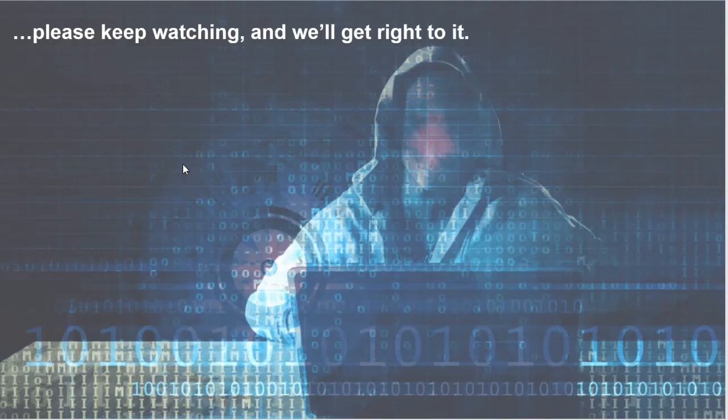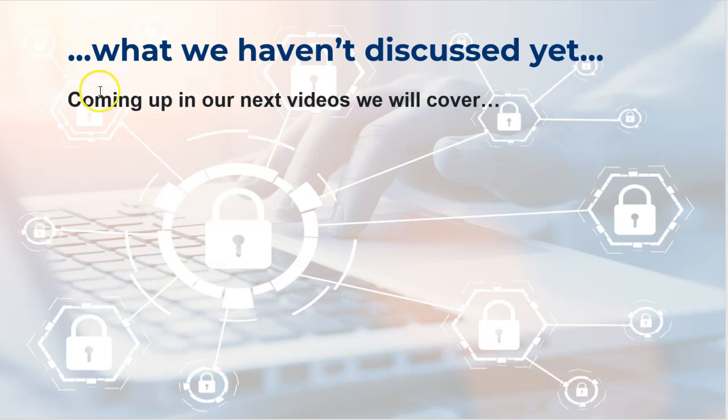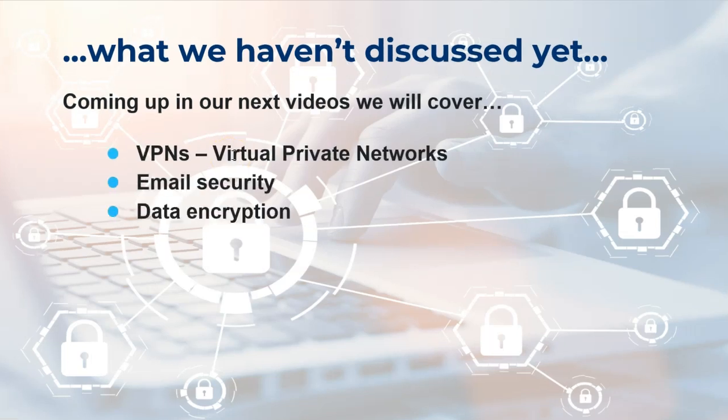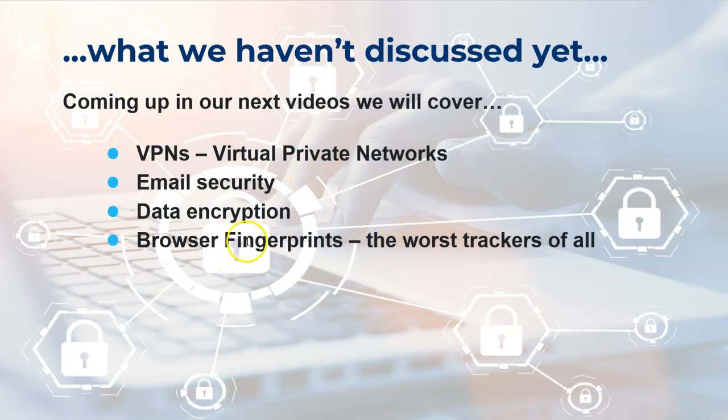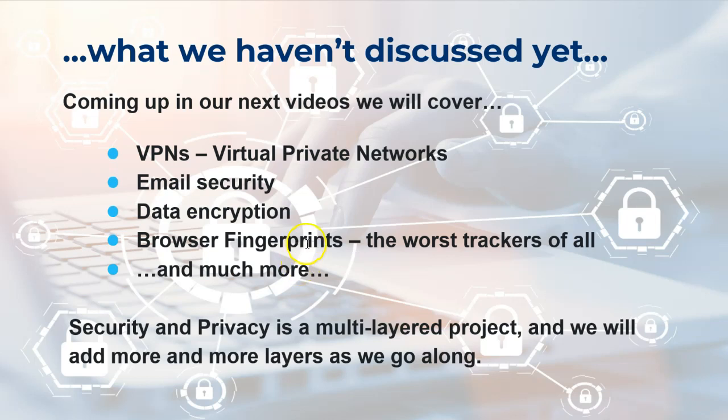And in other videos, we're going to be covering all sorts of different things. This was just Privacy Badger. We're going to be looking at DuckDuckGo, VPNs, email security, data encryption, browser fingerprints. These are similar to the trackers, but even worse. And we'll get to a lot more videos as we're building this course within Security Online Academy.